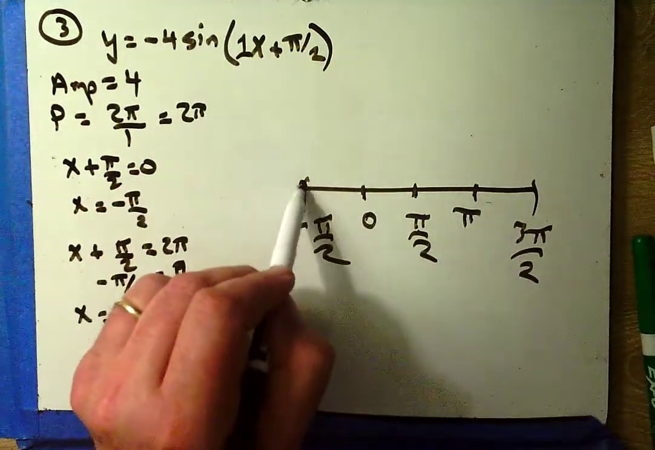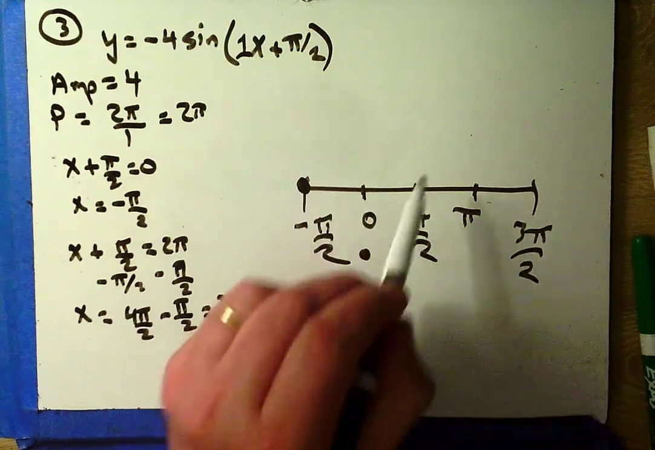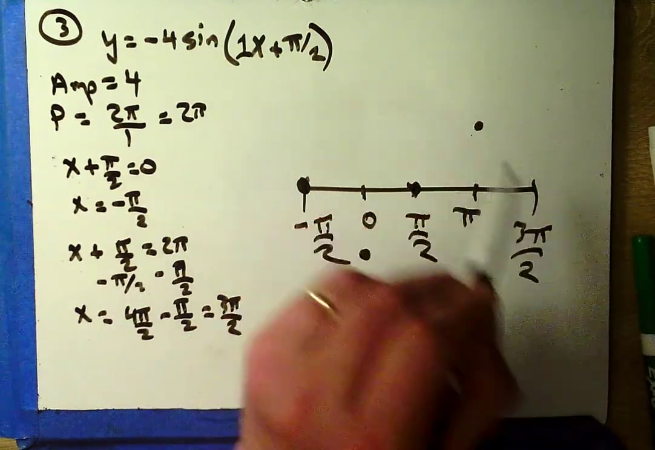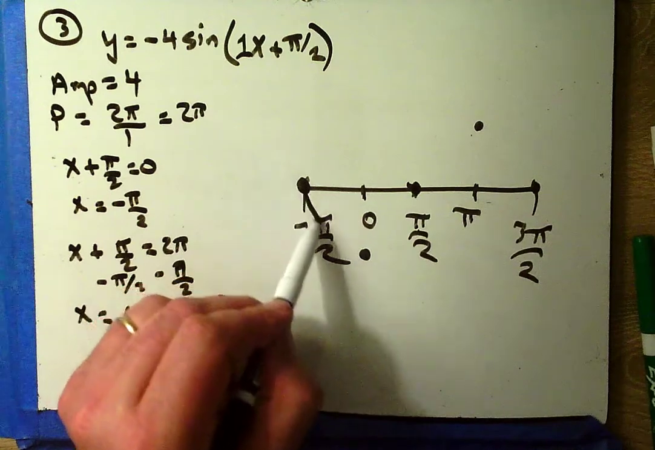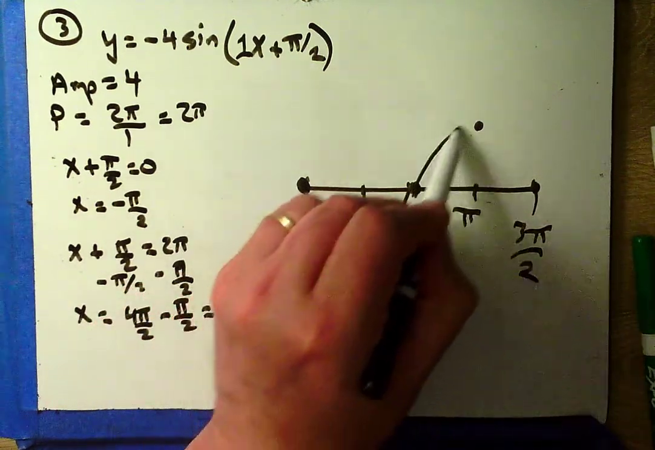It's a negative sine graph, so it starts on the midline, goes low, back up to its high point, and then back to the midline. Concave up, concave down.